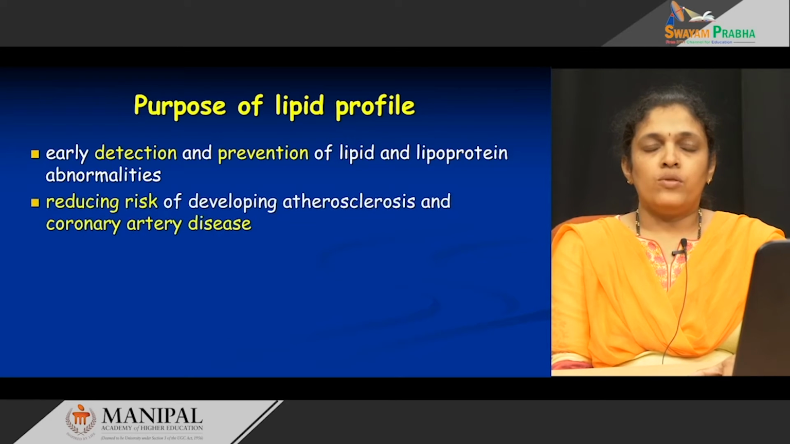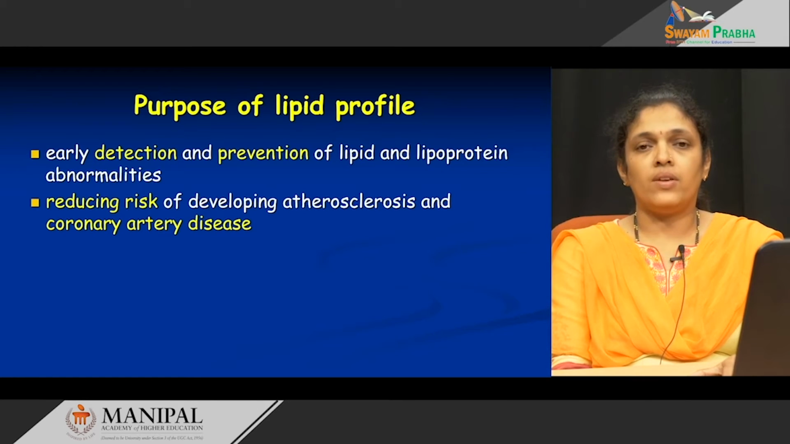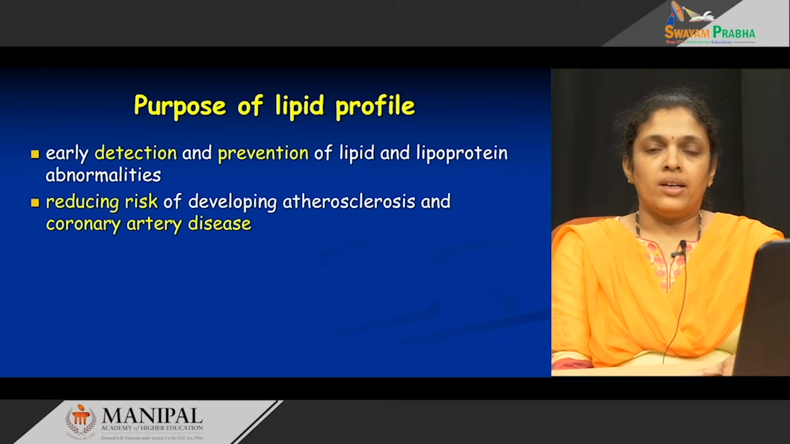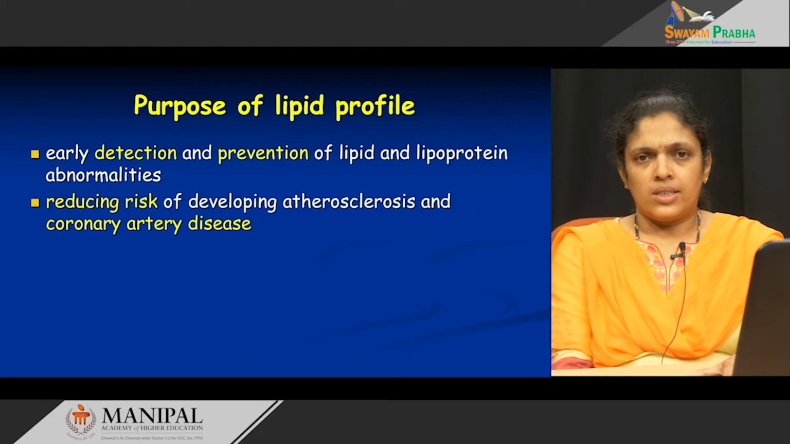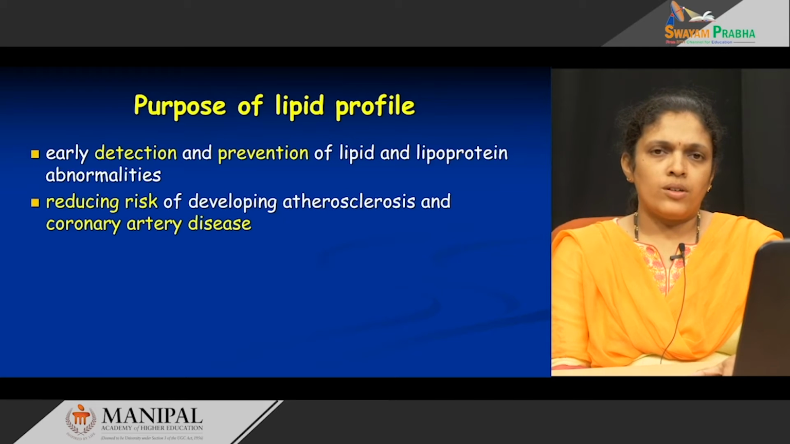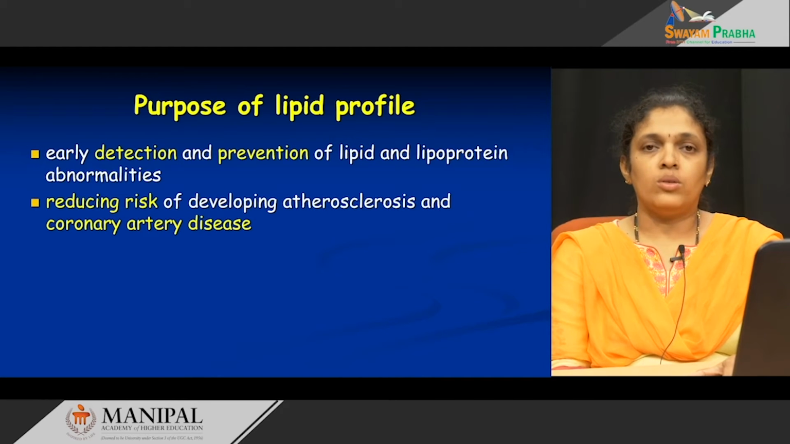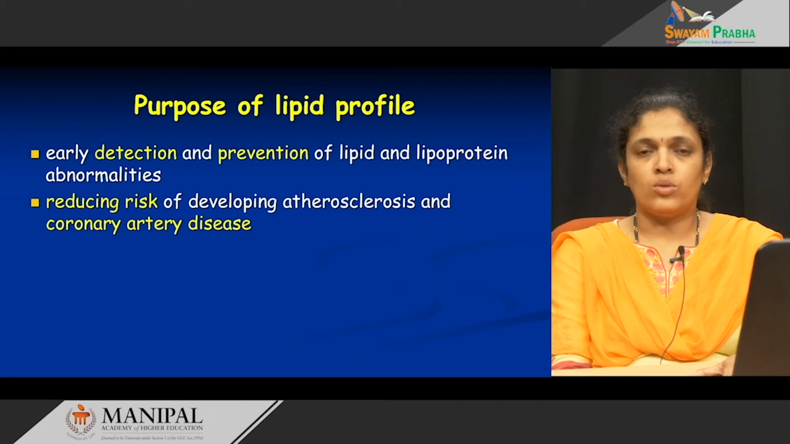The second purpose of a lipid profile is that once you know there is a chance of an abnormality in lipid metabolism, preventing it would reduce the risk of developing atherosclerosis. Now, what is atherosclerosis? As I said earlier, whenever there is an excess of lipoprotein, these lipoproteins tend to accumulate in the inner walls of the artery. When they accumulate there, they do not allow blood to pass into the organs they are supposed to supply.